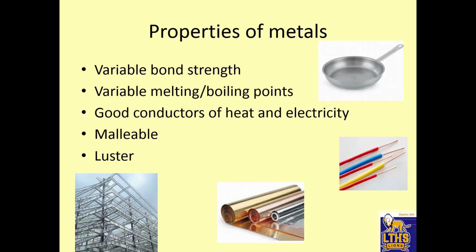So metals, we looked at metals when we first were looking at the periodic table. We saw some of their properties. So metals are held together with variable bond strength. So they have variable melting and boiling points, although they're usually higher than some covalent things. They're good conductors of heat and electricity, and they're malleable. That means you can make them into shapes, and they have high metallic luster.